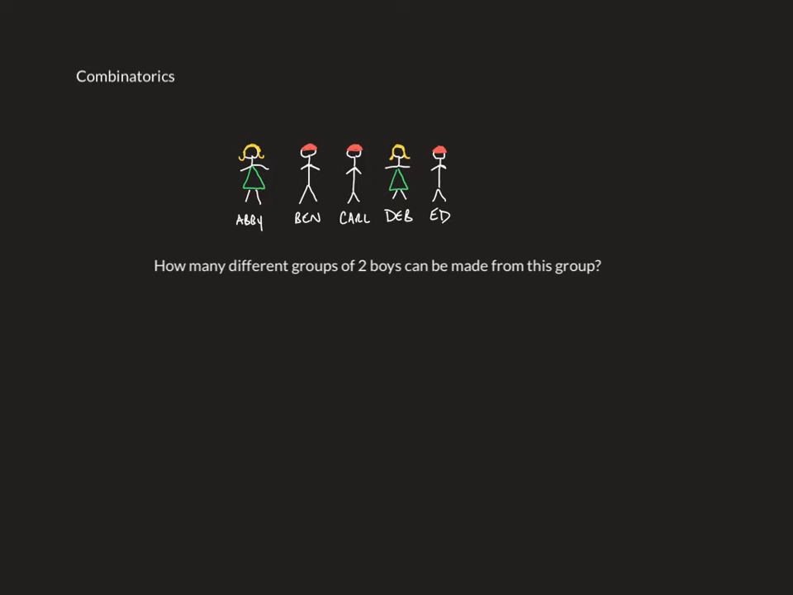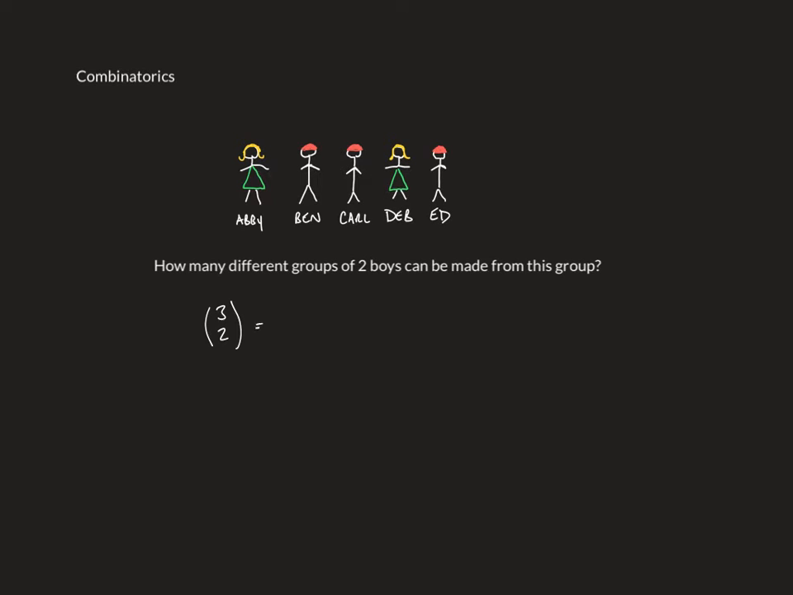So to start, I want you to think about how many different groups of two boys could be made from this group. And I'd encourage you to pause the video throughout this lesson and try to do the different tasks that we're doing together. So in this group, we have three boys, Ben, Carl, and Ed, denoted by the red hat. Okay, so when I'm asking how many groups of two boys can be made from this group, that's essentially the same thing as saying, what is 3 choose 2? How many different ways can I pick two things out of a group of 3?